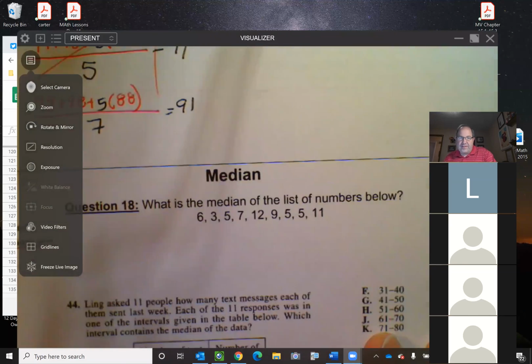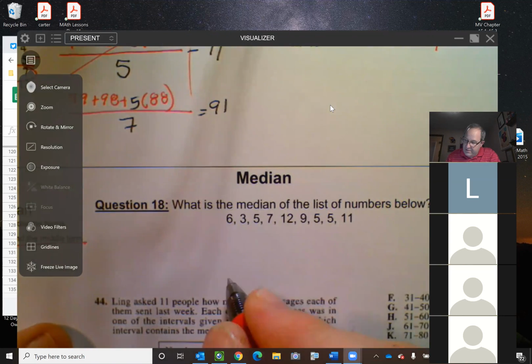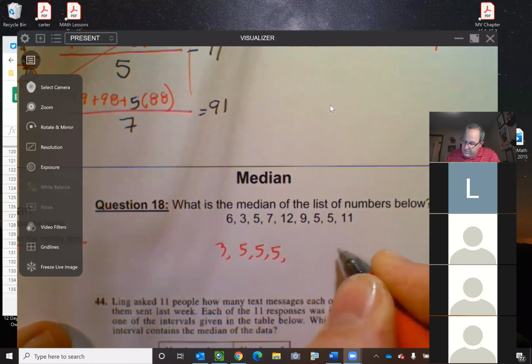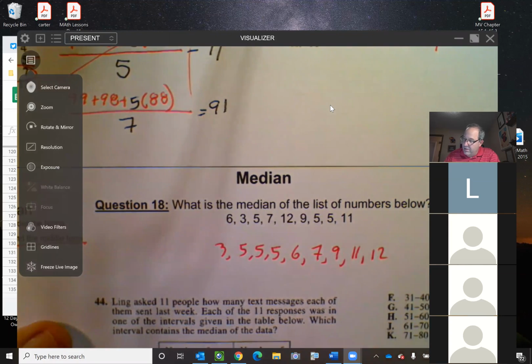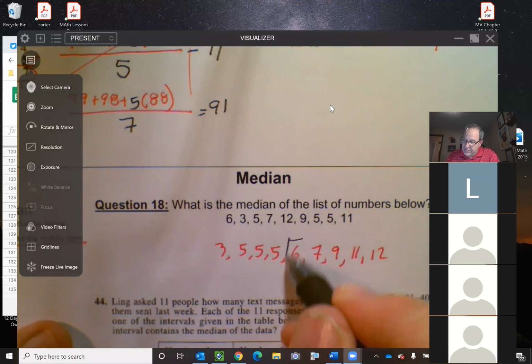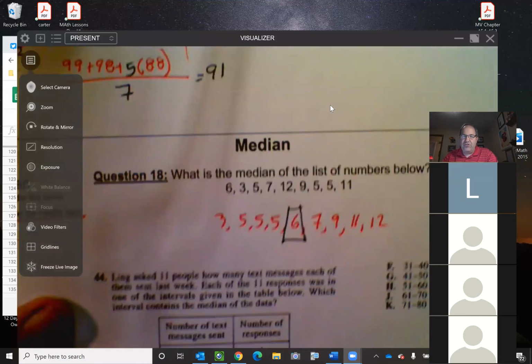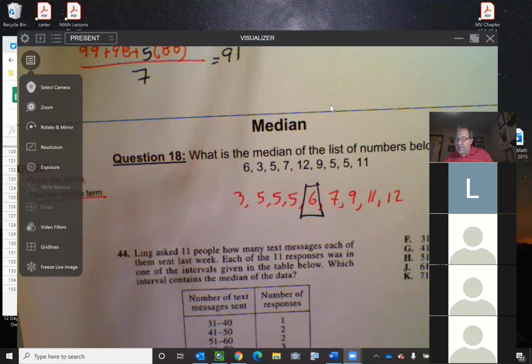Okay, so for 18, when you put these all in order, I had a 3, and then there were 5 3s, a 6, a 7, a 9, 11, and 12. Well, the median must be 6, right? Because there are 4 numbers to the left and 4 numbers to the right. Now, if there were 2 numbers in the middle, you'd average them. That's not too bad.